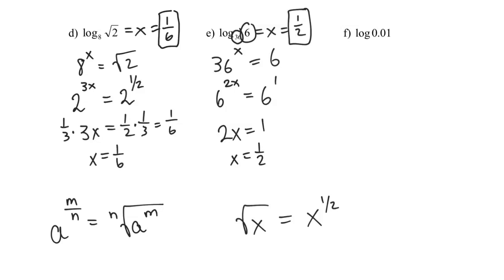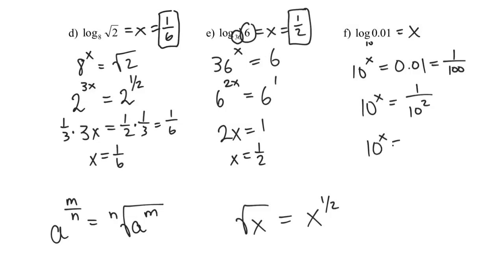in order to get 6. Now, letter F does not have a number to indicate the base, and so remember from the previous notes that means that this is base 10. And so this is going to say 10 to the x is equal to 0.01, which is really just another way of saying 1 over 100, which is really just another way of saying 1 over 10 squared, which is really just another way of saying 10 to the negative 2 power, so that I can move that up to the numerator and actually have like bases.